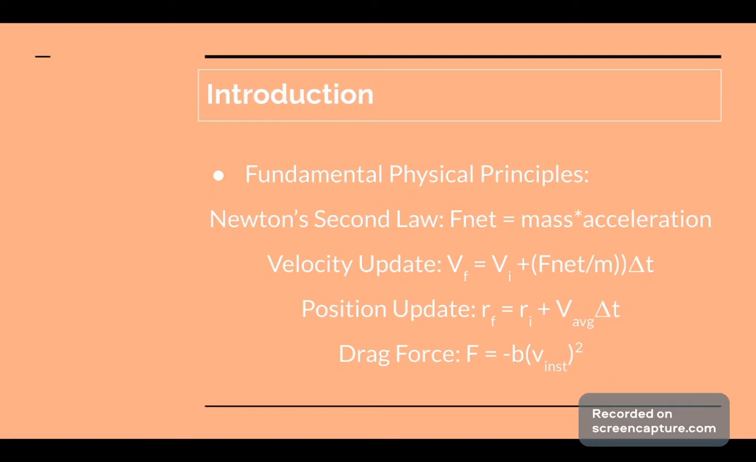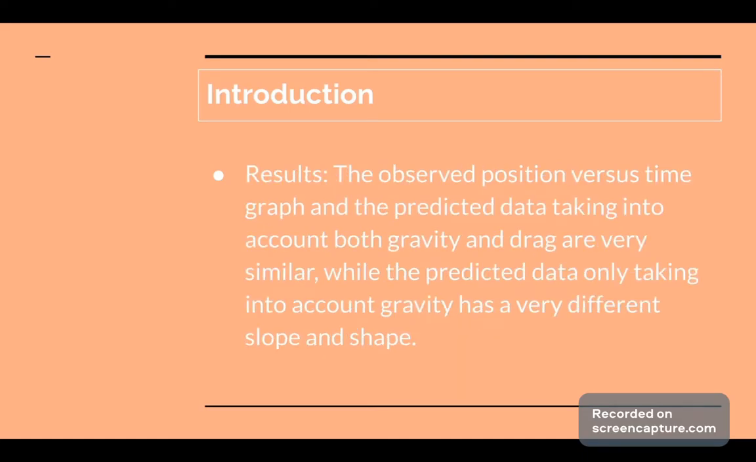The fundamental physical principle used in this lab is Newton's second law, which states that force equals mass times acceleration. Newton's second law also relates the velocity and position update formulas, as net force is used to determine the updated velocity, which is then in turn used to find the updated position. Drag is also used in this lab, the force of which can be calculated as negative b times the instantaneous velocity squared. The main results of this lab were that the observed position versus time graph and the predicted data taking into account both gravity and drag are very similar, while the predicted data only taking into account gravity has a very different slope and shape.